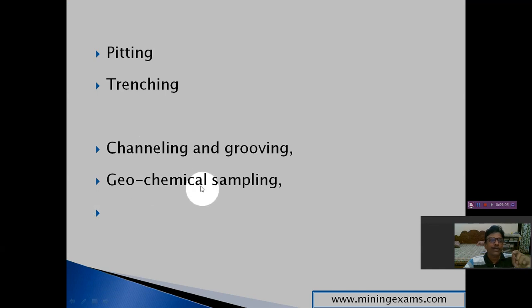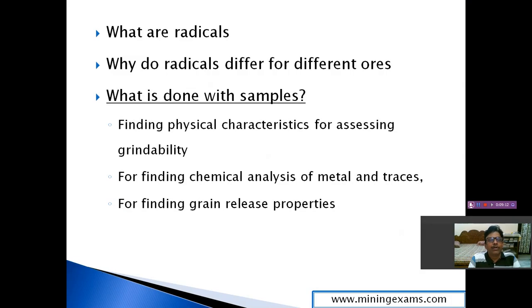Now, pitting, trenching, channeling and grooving, and geochemical sampling. These are the different types of sampling. Now, I will explain one more term: what is a radical?